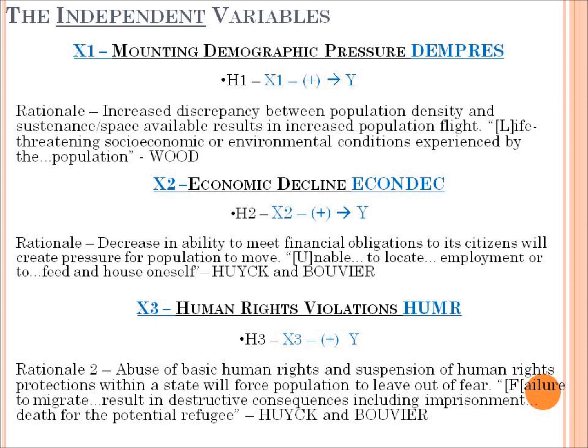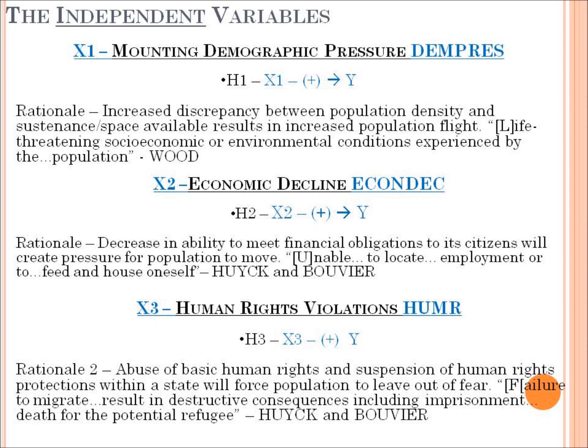X2 is sharp economic decline, read as econ-dec. Huck and Bouvier tell us that when populations are unable to find themselves employment, shelter, or food because of the state's decreased ability to meet financial obligations, this creates pressure for citizens to move. Economic decline will positively influence human movement.